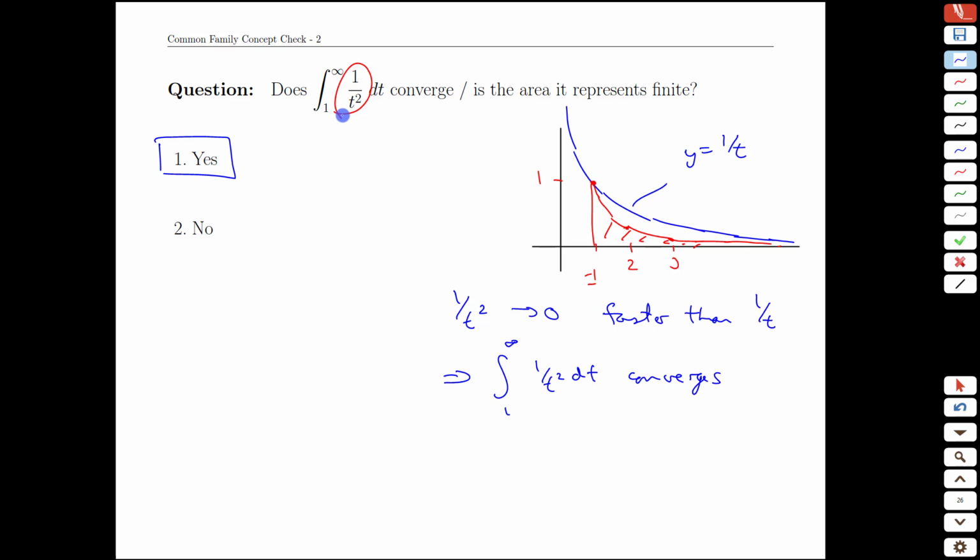Alternatively, the other way we approached this was to look at general powers, 1 over t to the k, and we said that converged for k larger than 1. The bigger the exponent in the denominator, the faster this graph will drop, the smaller the area will be, and so the more likely it will be to be a finite area. All of these criteria lead us to this integral converging.